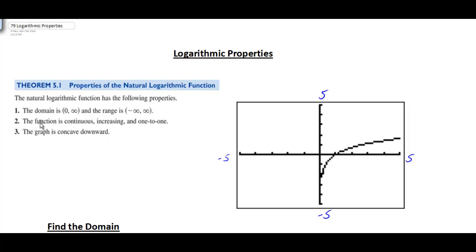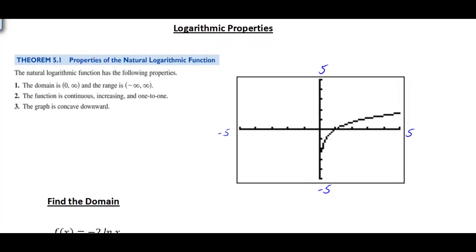And number 2 says the function is continuous, and we can tell there's no breaks in the curve. It is continuous. It's also always increasing, okay? And it's also one-to-one. So that means for every x, there's exactly one y value. And of course, we can see the graph is also concave downward.